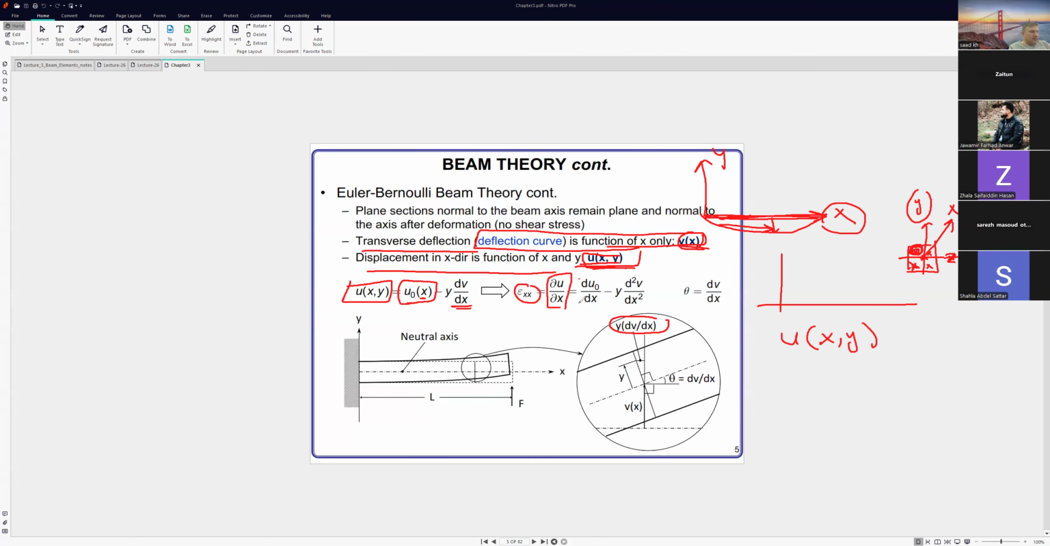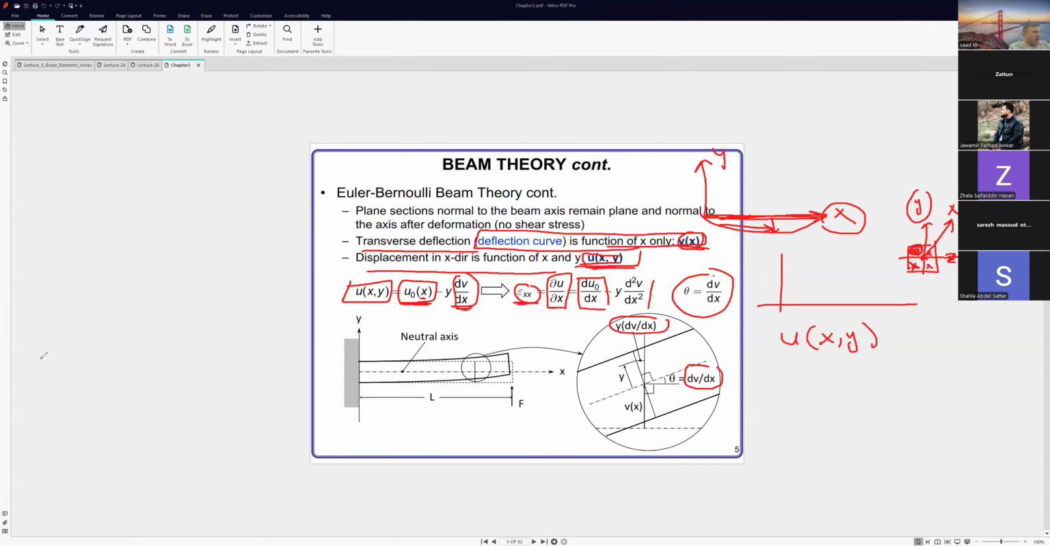So here we have the derivative of this one, du naught over dx minus y d squared v over dx squared. This means we have taken the u derivative with respect to x to get epsilon of x. And what does dv over dx mean? This is theta, the angle of rotation of the cross section.